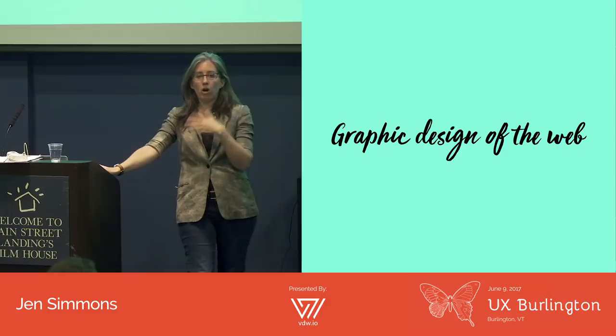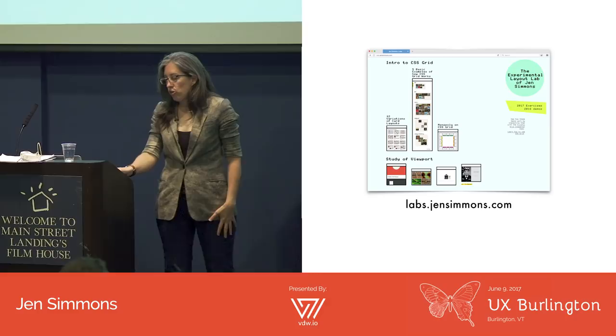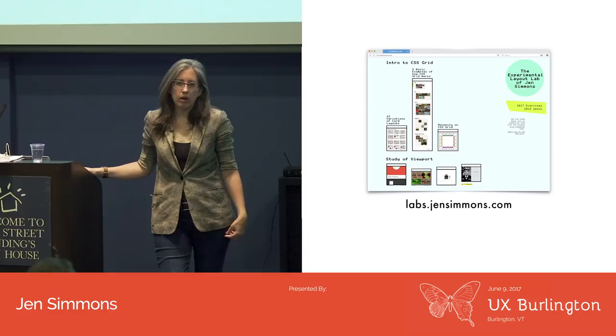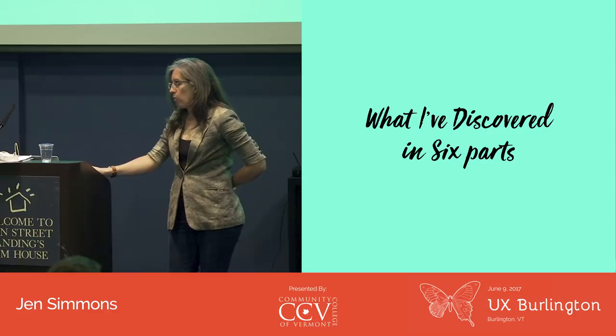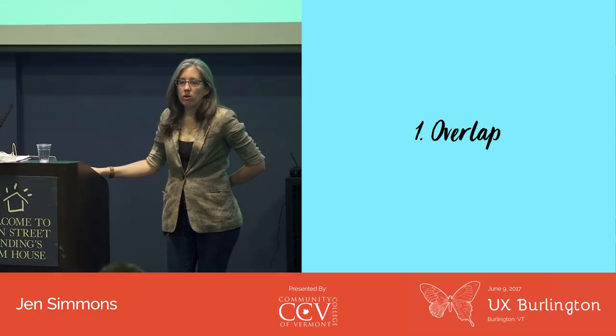So I have a bunch of examples. I'm going to show you some of them, but there's many, many more. They're all at labs.jensimmons.com. I'd love for you to check them out, and you can dig into the code. If you see anything today, you can definitely go check it out and see how it is that I built it. Even borrow the code, go use it on another project. So I'm going to talk about what I have discovered in six parts. Part one, overlap.